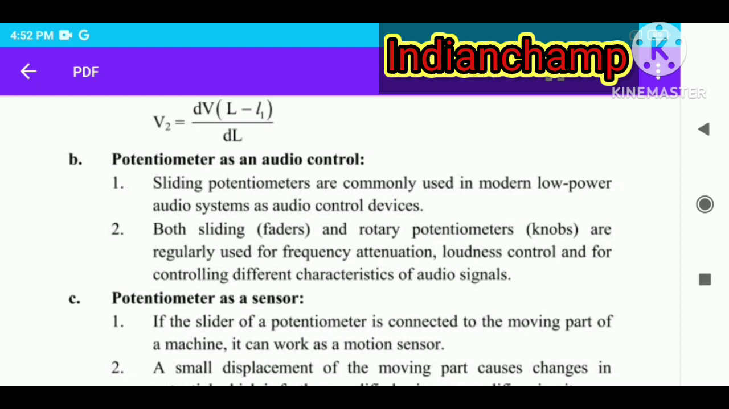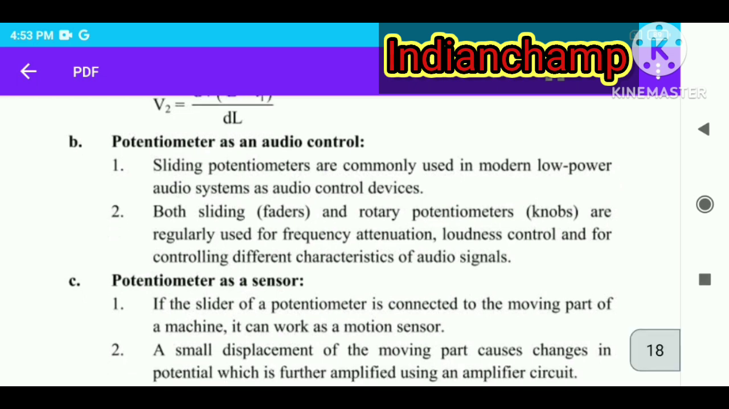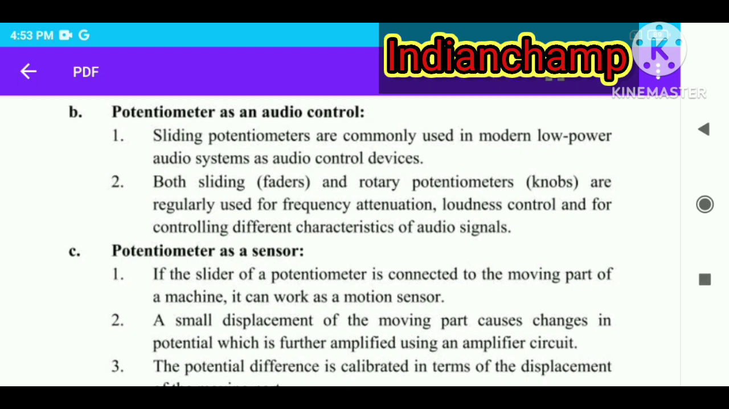B. Potentiometer as an audio control. First, sliding potentiometers are commonly used in modern low power audio systems as the audio controller device. Second, both sliding and rotary potentiometer knobs are regularly used for frequency attenuation, loudness control, and for controlling different characteristics of the audio signal.